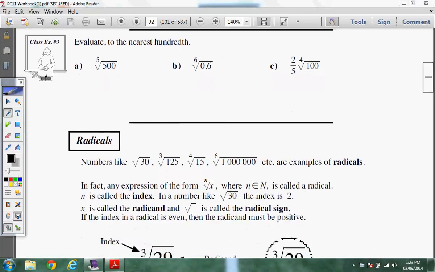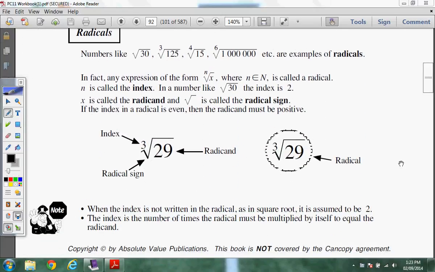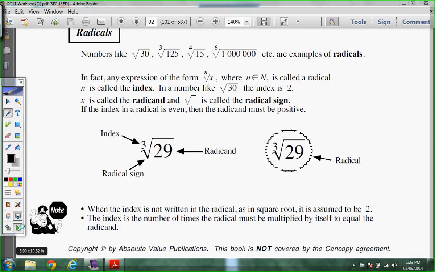So in radicals, numbers like root 30, 3 root 125, 4th root 15, 6th root of 1 million are examples of radicals. These are all radicals. In fact, any expression with the form of some root to a number is called a radical. The index is a number, and the radicand is whatever is inside here. So if I say, what's the index? Well, this one's index is 3. To us, it is cube root. You have your radical sign and then your radicand. So if it asks you, what's the radicand? That would be the number inside or what's left inside. Okay?